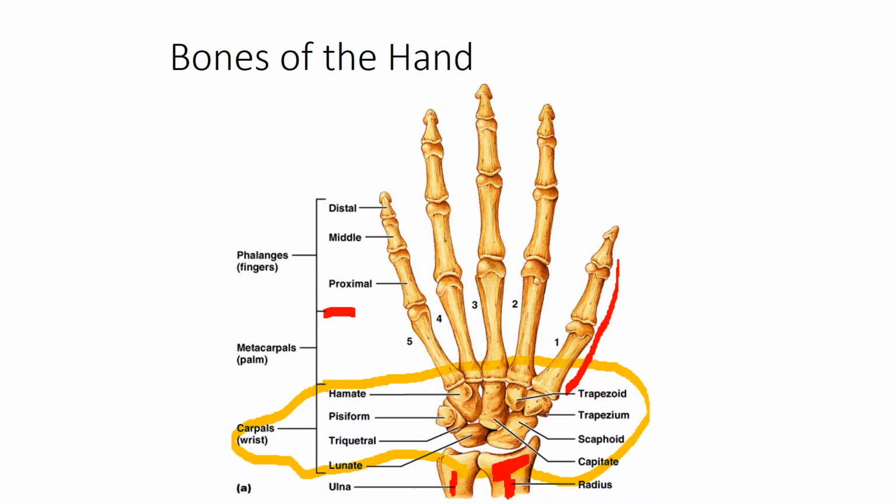Metacarpal. This area right here, meta. So that's metacarpal up to the first knuckle of the fingers. Okay, and then the phalanges. All right, so from here onto the distal portion of the fingertips.